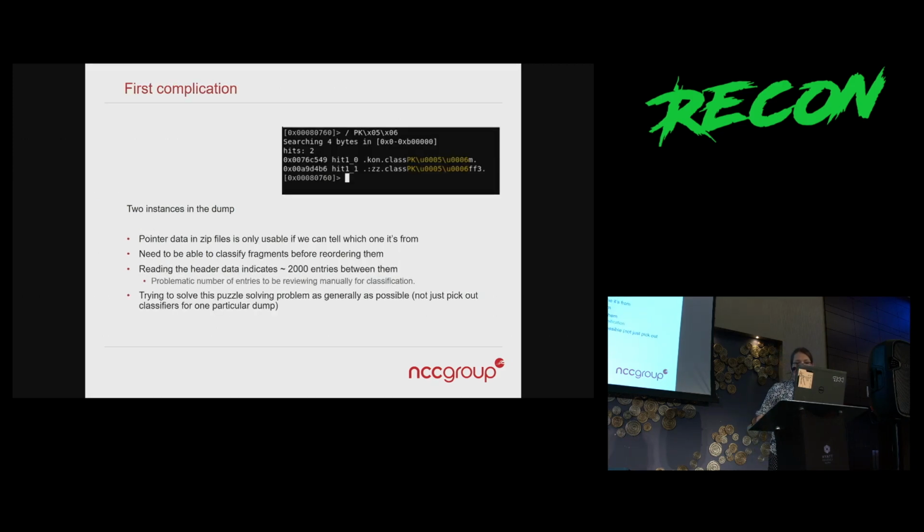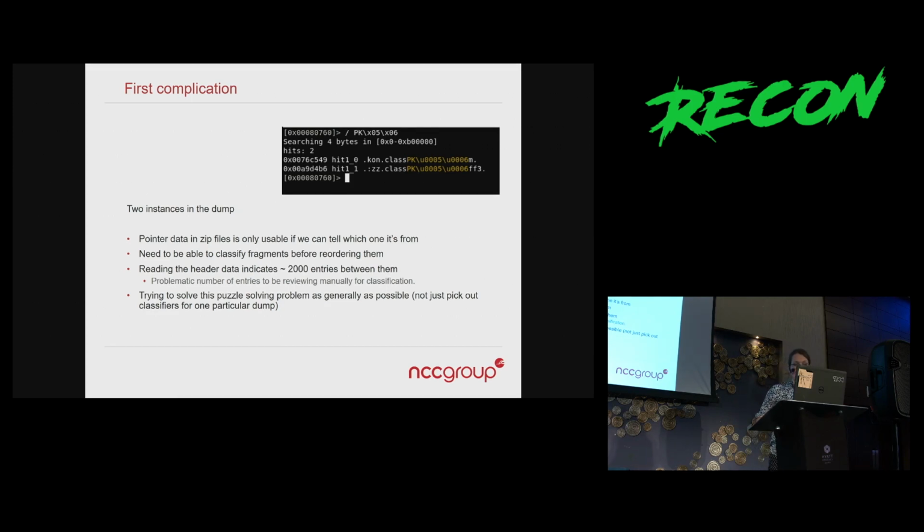So I do a quick search for that file magic, and there are two of them, and this is a problem. The primary issue is that we've got all of these relative pointers inside of zip files, but those relative pointers are absolutely meaningless if we're mixing pointers from different zip files together, because they'll collide with each other, and all of the data that we're trying to reconstruct is completely incomprehensible.